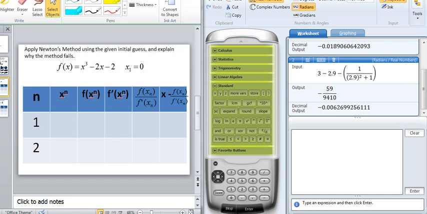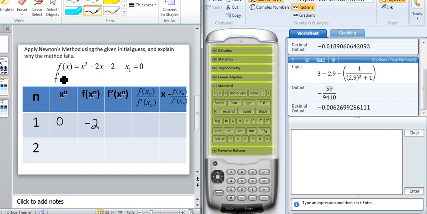Okay, in these next two problems, I'm going to explain why Newton's method fails when using the initial guess. We're going to explain why. So my initial guess on this one is 0. So I'm going to put 0 in for my x of 1. I'm going to plug 0 in for my function. I can do that in my head, which gives me negative 2.